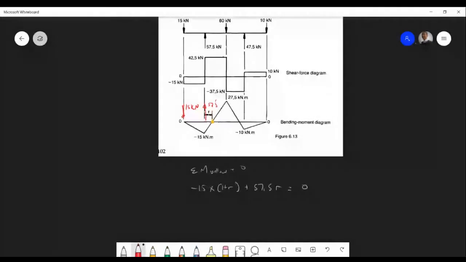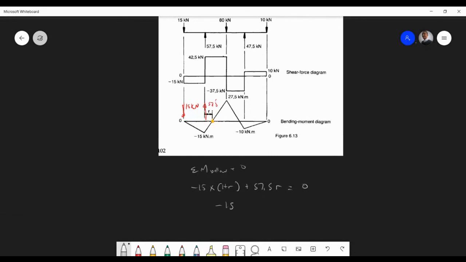So anyway, you have minus 15 and then minus 15R plus 57.5R. What we can do now is carry over the 15, and then we're left with minus 15R plus 57.5R, and if you do that, you get 42.5R.